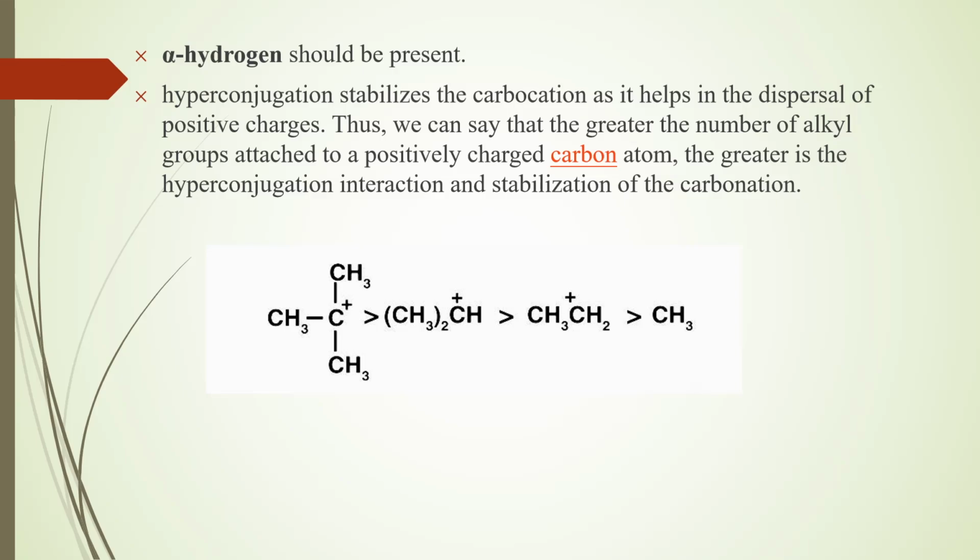Hyperconjugation stabilizes the carbocation as it helps in the dispersal of positive charge. So, the greater the number of alkyl groups attached to a carbon, the more the hyperconjugation increases, as well as the stability of the carbocation. So, the tertiary carbocation will have the greatest hyperconjugation effect because it has 9 hydrogen atoms present towards it.